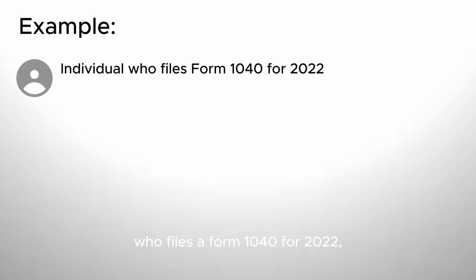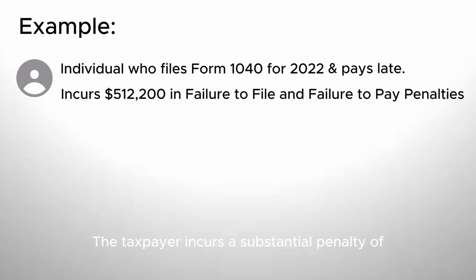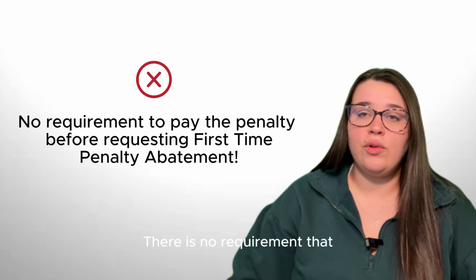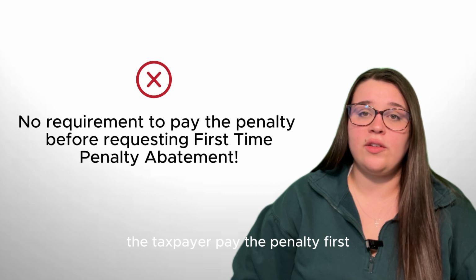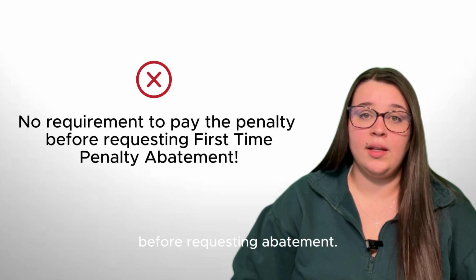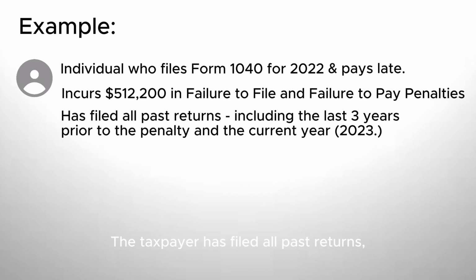We have an individual taxpayer who files a Form 1040 for 2022 and they pay late. The taxpayer incurs a substantial penalty, $512 and $200 in failure to file and failure to pay penalties. There is no requirement that the taxpayer pay the penalty first before requesting abatement. The taxpayer has filed all past returns, including the 3 years prior to the penalty and the current year, which in our example would be the 2023 tax year.